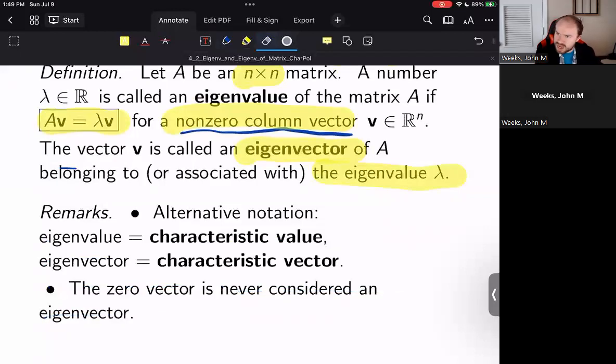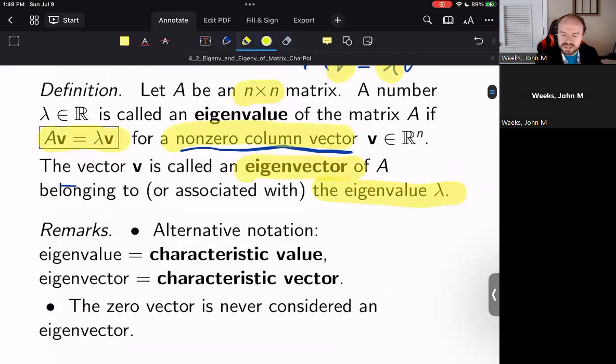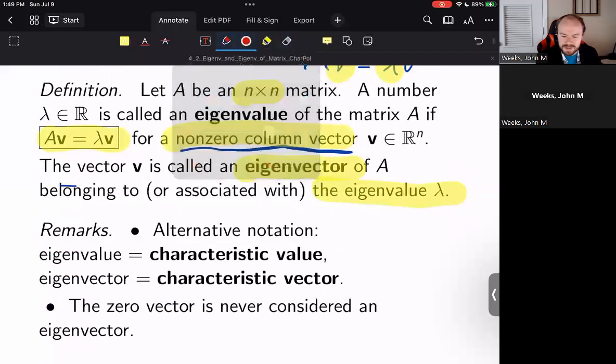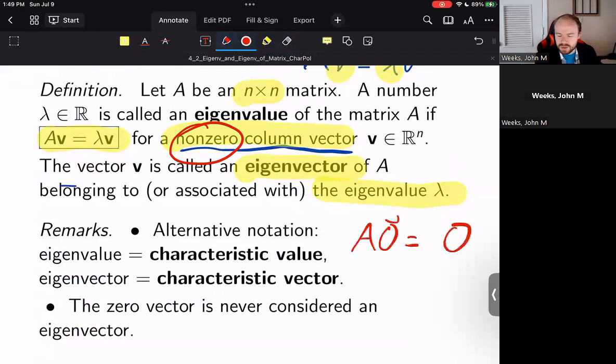But the zero vector, we're not going to consider to be an eigenvector. Notice that in our definition, we excluded zero from our definition of what it means to be an eigenvalue or an eigenvector. We're not going to say the zero vector ever is because it always trivially satisfies this definition. A times zero is always equal to zero, and it doesn't matter what lambda you put there, right? So it doesn't give us anything interesting to talk about the zero vector. We're only going to ask for eigenvectors to be non-zero.